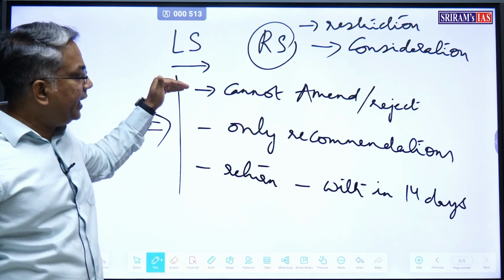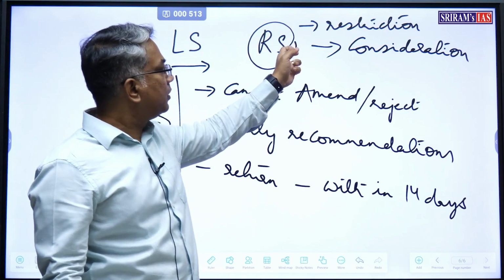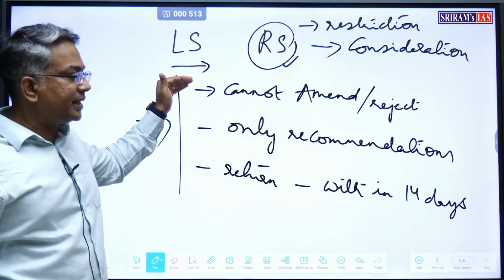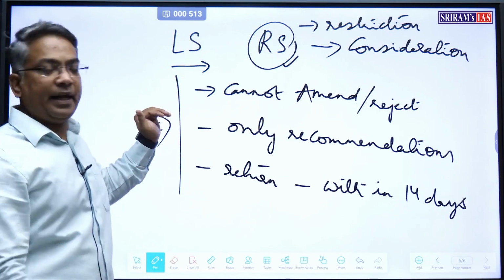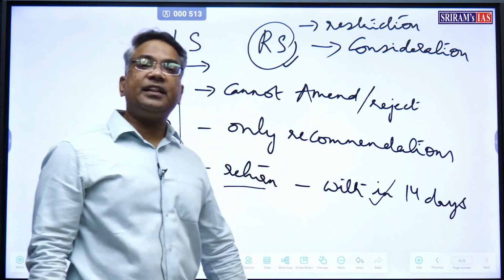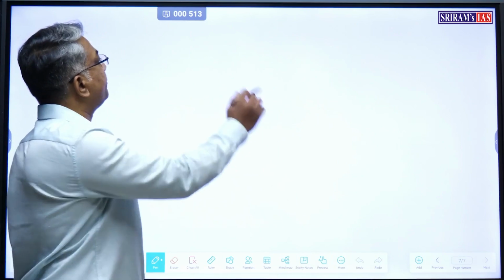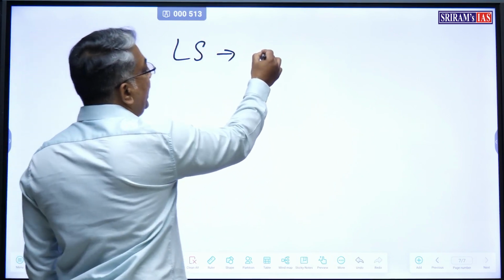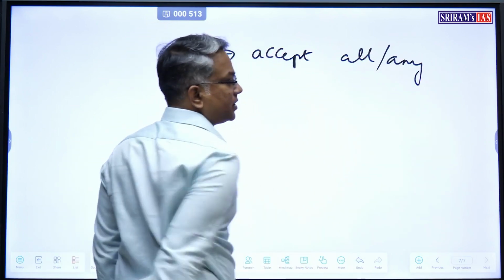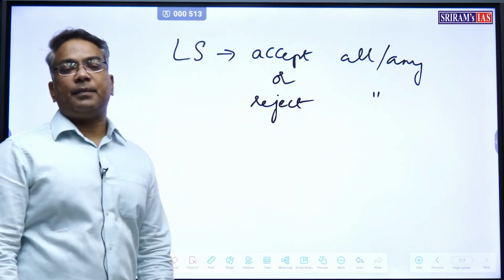Okay, so the Lok Sabha passes the bill and transfers it to Rajya Sabha for its consideration. Rajya Sabha cannot amend or reject the money bill. It can only give recommendations, and it should return the bill within 14 days with or without recommendations. Okay, so what happens? Let us see. Lok Sabha may accept all or any of the recommendations of the Rajya Sabha, or it may reject all or any of the recommendations of the Rajya Sabha.